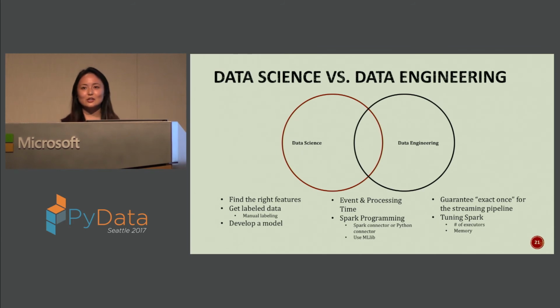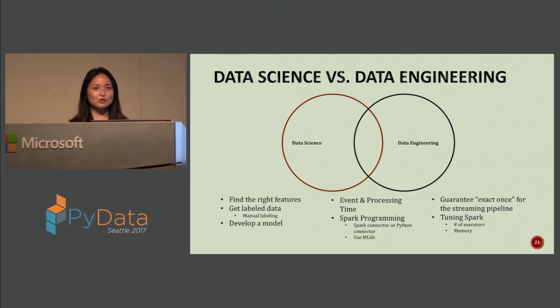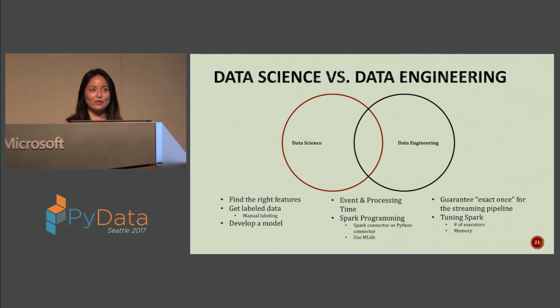Data scientists usually have a better understanding of the data set itself: how to find the right features, how to get the label data, and how to develop a model that can be used to solve your problem. Data engineers are usually more curious about how to build a streaming pipeline and how to guarantee exactly once delivery. The middle ground includes Spark programming, and whether event time or processing time matters more. Those are the discussions both groups will think about.